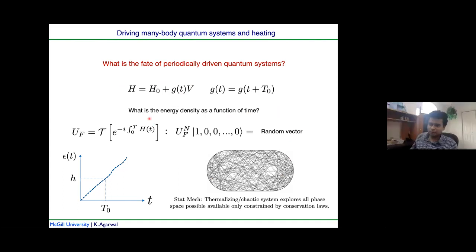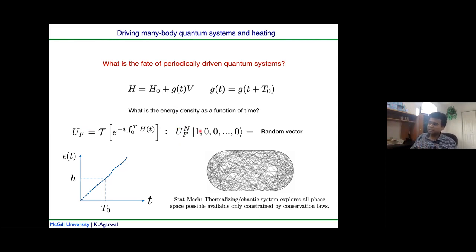Okay, so what happens to the energy density of the system as a function of time? And so you can examine this stroboscopically in time if you just evaluate the Floquet unitary, which describes the time evolution of the system over one time period. And so suppose you start in the ground state of your system, so it's some vector 1000 in your Hilbert space, and you repeatedly apply this Floquet unitary to evaluate what the system does at stroboscopic times.